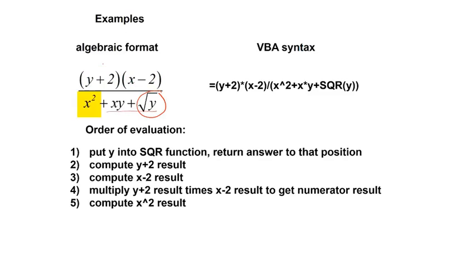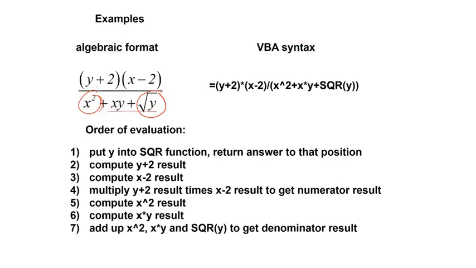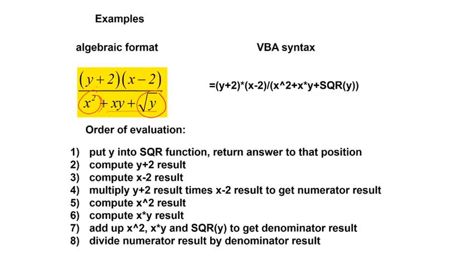And then it starts with the left on the denominator, calculates the x squared result, and it computes the x times y result, and adds up all three in the denominator, and then it divides the numerator result by the denominator result to get the final answer. So that's sort of how VBA calculates these different things. It's a lot like your programming calculator where it kind of works left to right.